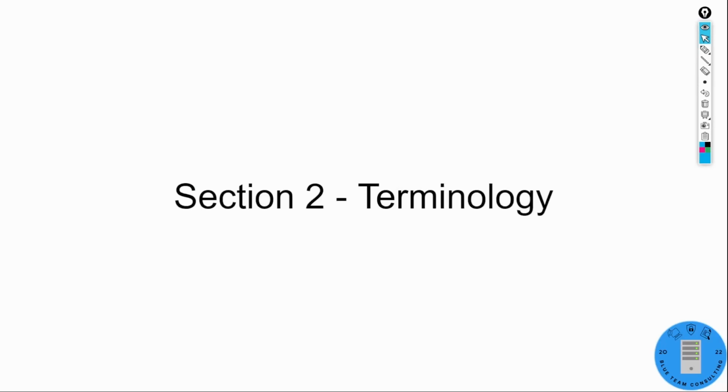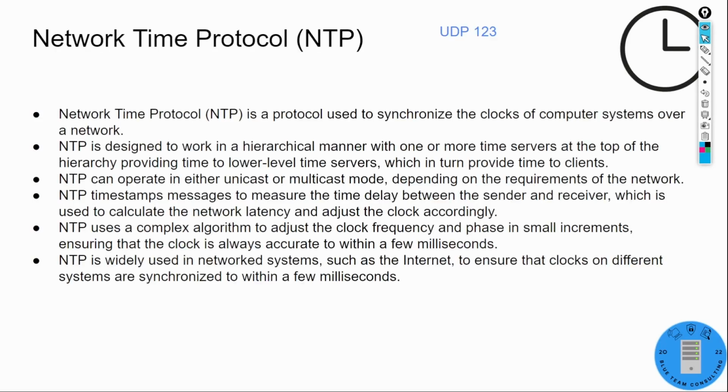Moving into section 2, just some terminology and other protocols of interest. So you're going to hear NTP thrown out a lot. That is Network Time Protocol. It's clock synchronization. That's it. It's going to sync your clock. It's going to make sure that every device on the network has the same time associated to it, the same timestamp. It's going to use UDP port 123.